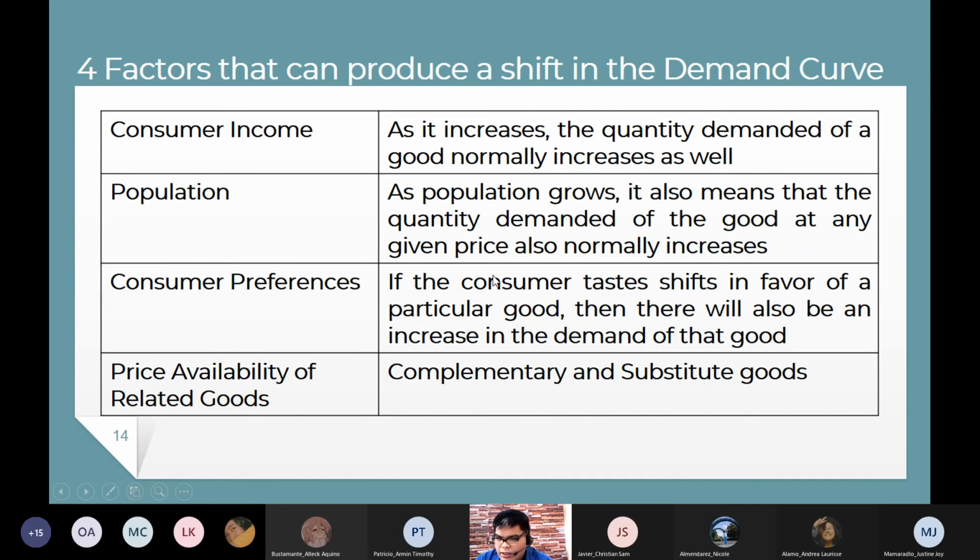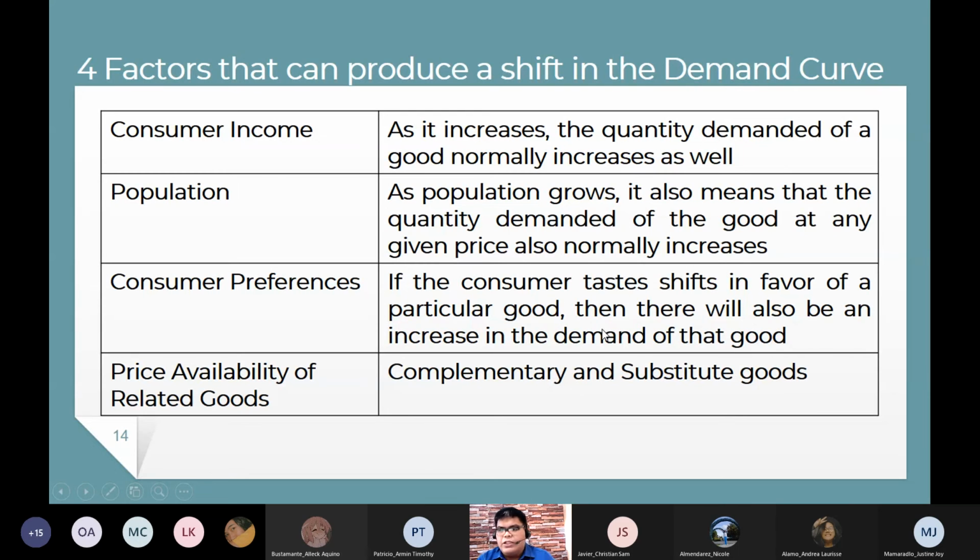Consumer preferences. If the consumer tastes shifts in favor of a particular good, then there will also be an increase in the demand of that good. And a good example of such good is milk tea and coffee. 30 years ago, ang Pilipinas ay hindi naman mahilig sa milk tea. We're not like our neighbor such as Taiwan. Hindi tayo pala inom talaga ng quote-unquote milk tea. Pauso lang nila yan. Pero uminom po tayo ng kape.